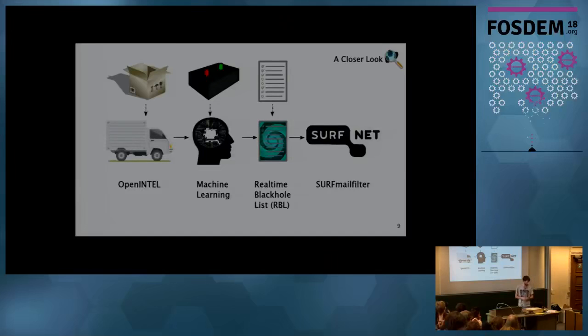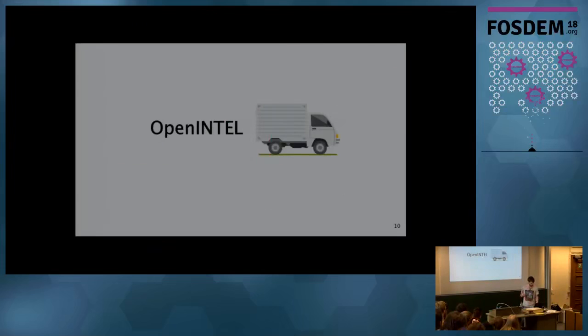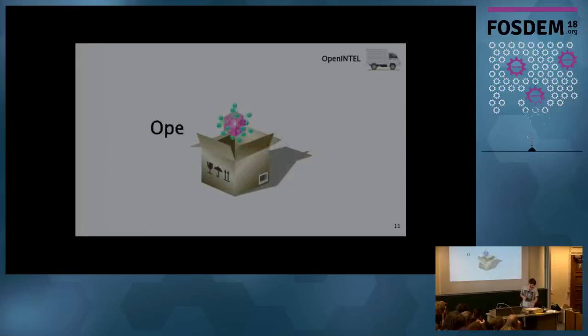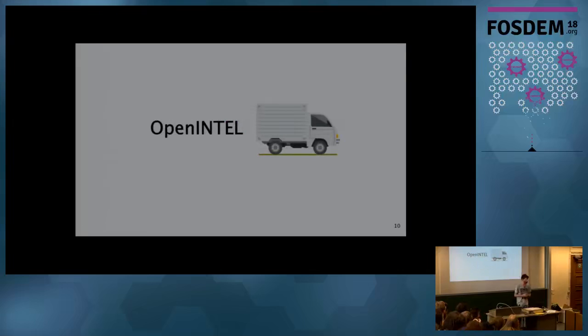The steps of retrieving the datasets from OpenINTEL to handing it to our black box for classification and adding it to the RBL happen automatically every day. This is to ensure that the RBL is up to date and fresh. Now a little closer look at OpenINTEL. As I've said, it's the source of our data.